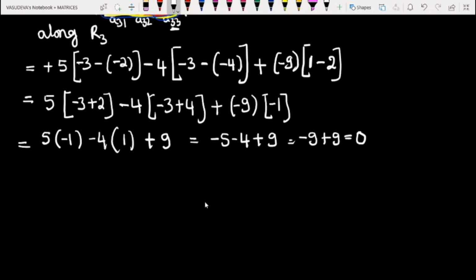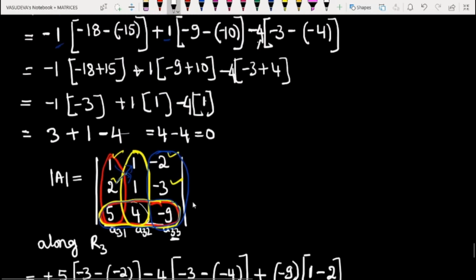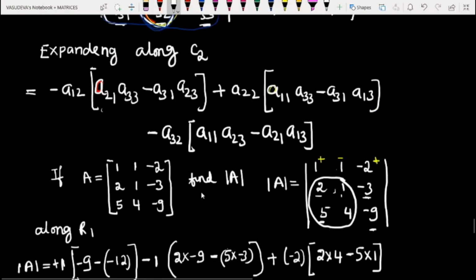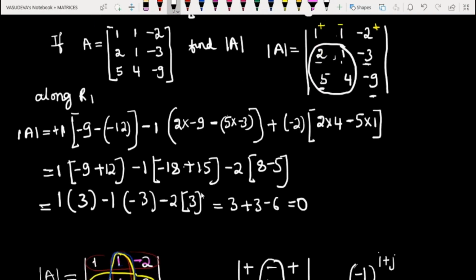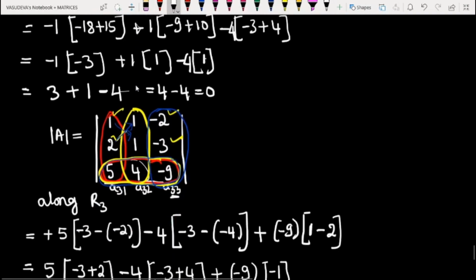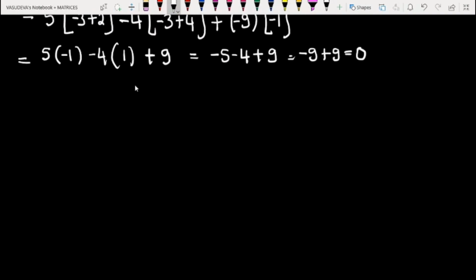So there are 6 ways of expanding the determinant. In this problem we have 6 ways: row 1, row 2, row 3, and we can also expand along column 1, column 2, and column 3. There are 6 ways of expanding the determinant. So when you expand along any row or any column, the value of the determinant will be the same.